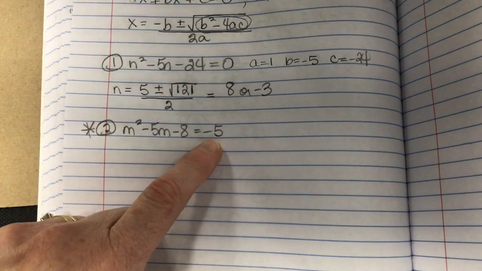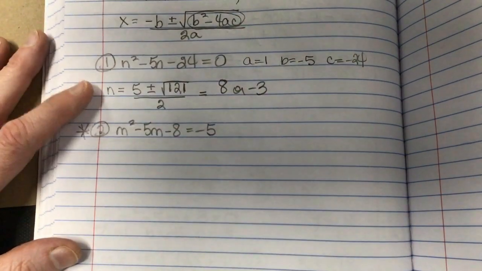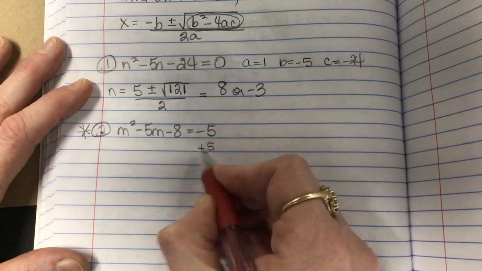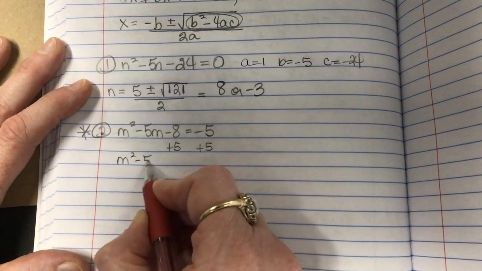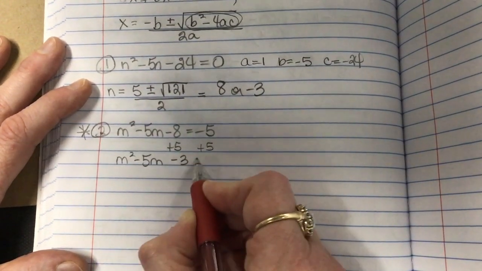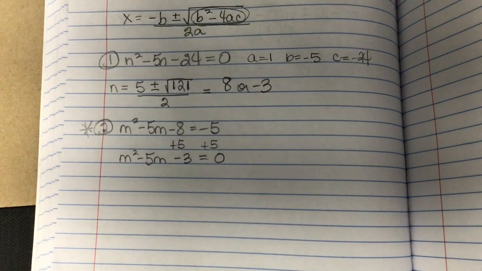So we've got to get this over here with the other terms. So I'm going to move the 5, and I get m squared minus 5m minus 3 equals 0. So watch that, because you will have some of this. I didn't do that on 30, but they are in 31.